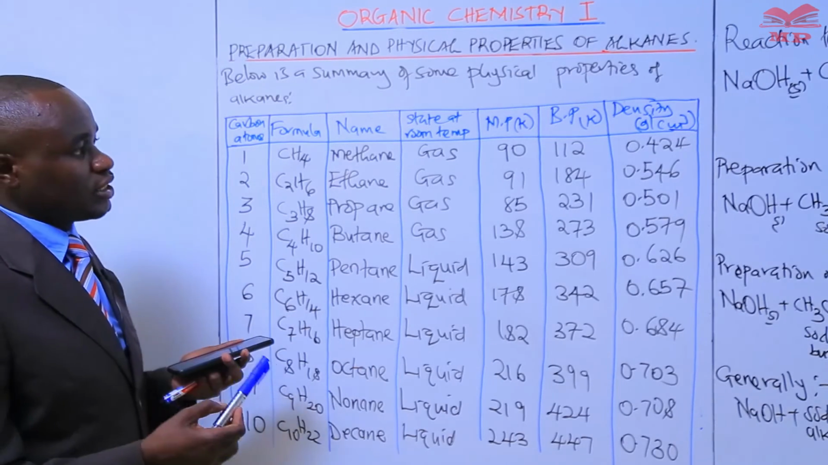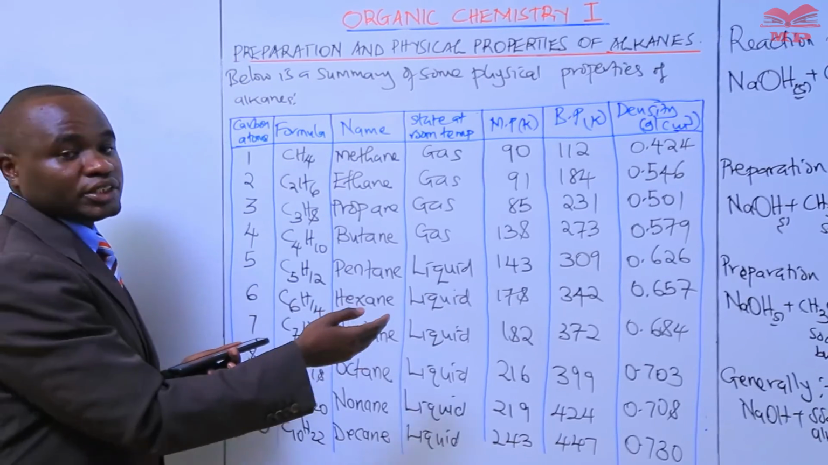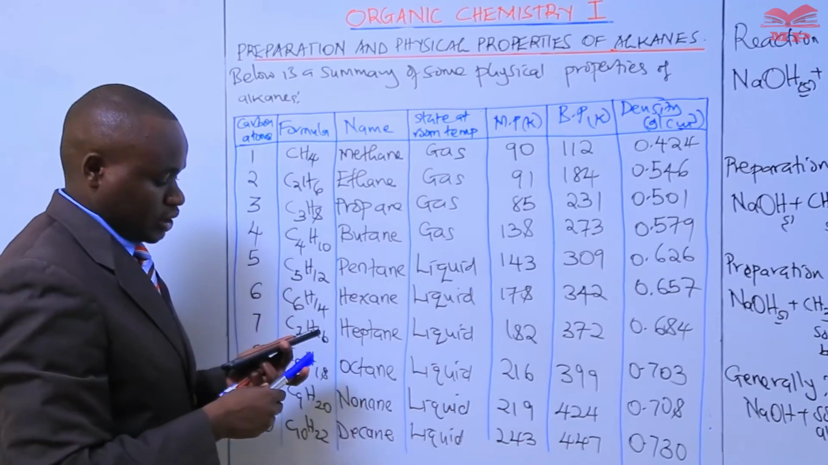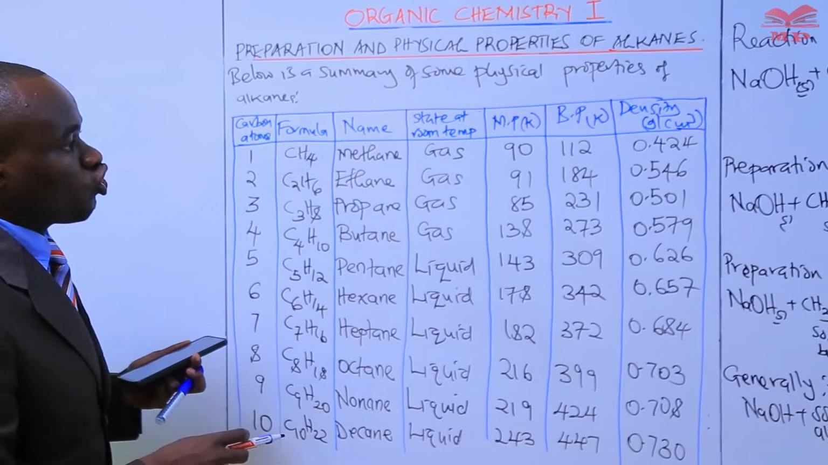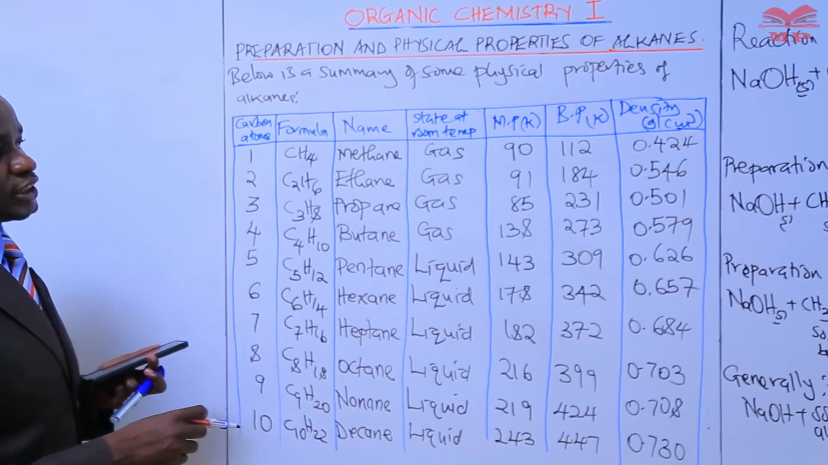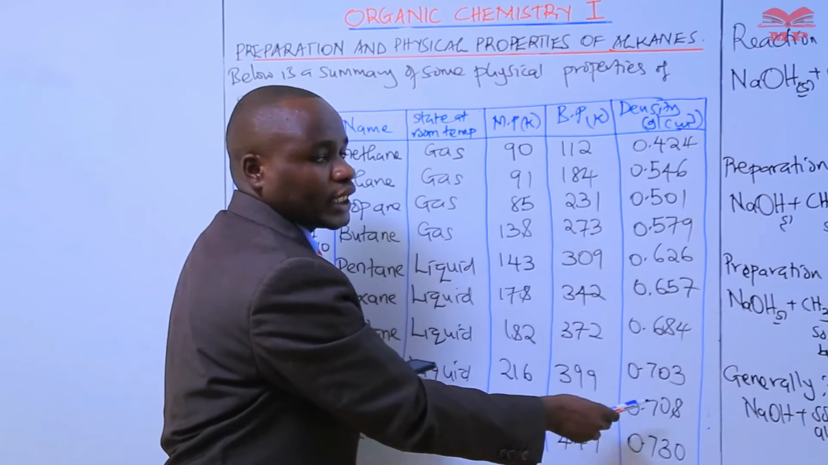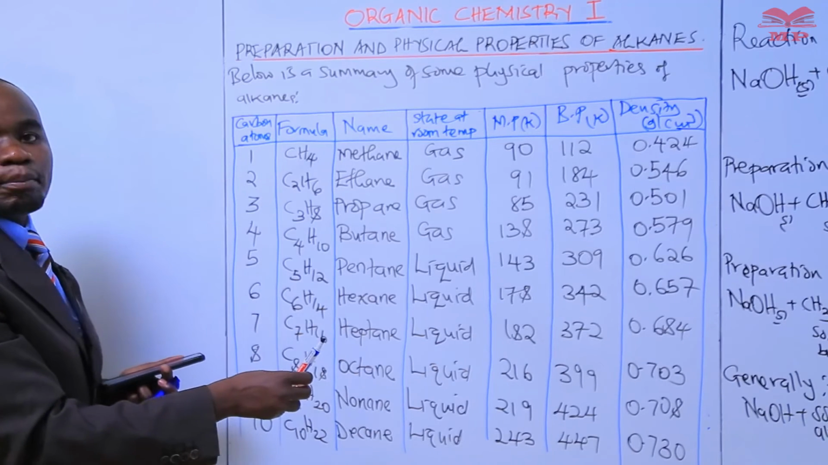So generally we are saying one of the physical properties is that there is an increase in melting and boiling point down the group. That is the first physical property. Then the next physical property is that the density also increases down the group due to an increase in molecular mass.